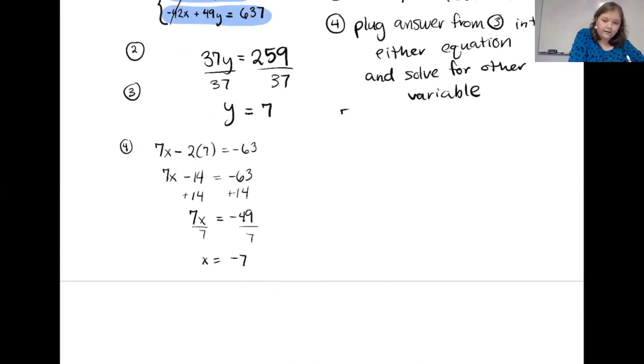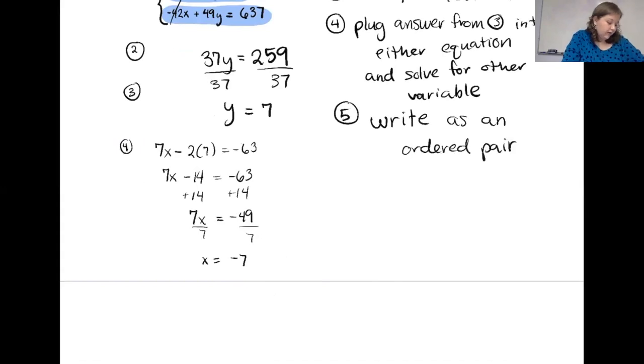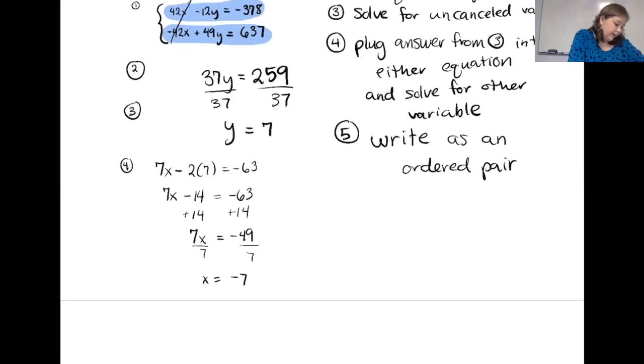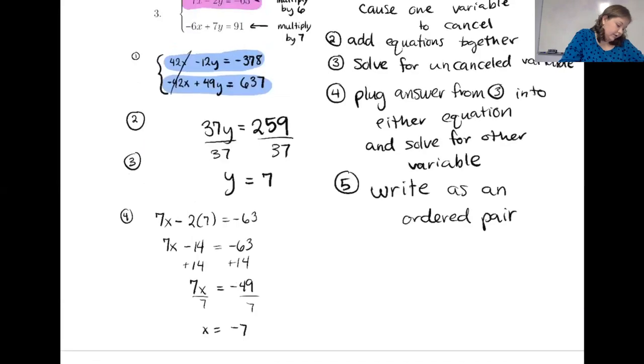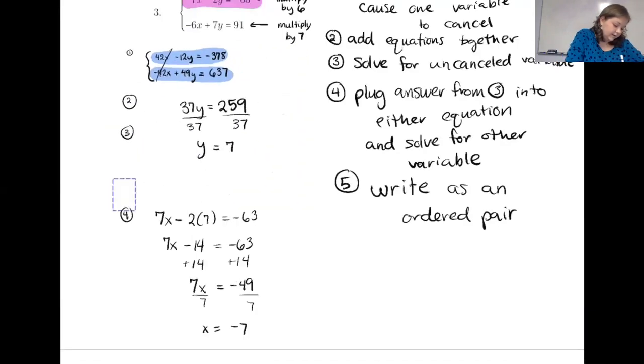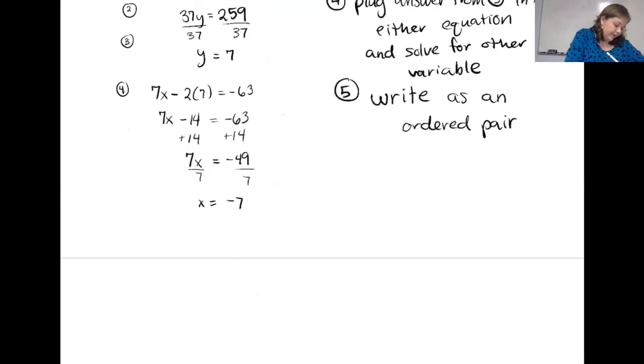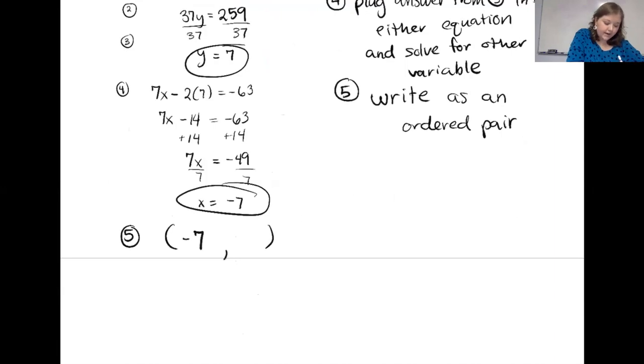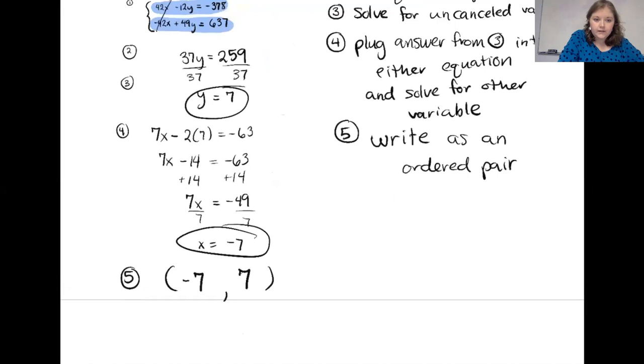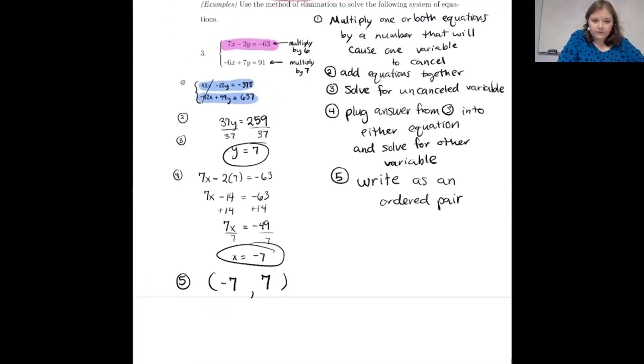And so now our 5th step, which is the final step, is just to write it as an ordered pair. Okay, so with number 5, I'll just shrink some of this other work, so we'll have room to write number 5 all on the same page. So we have x equals -7 and y equals 7. So our ordered pair has x first, which is -7, and y second, which is just +7. And so that is the example using elimination.